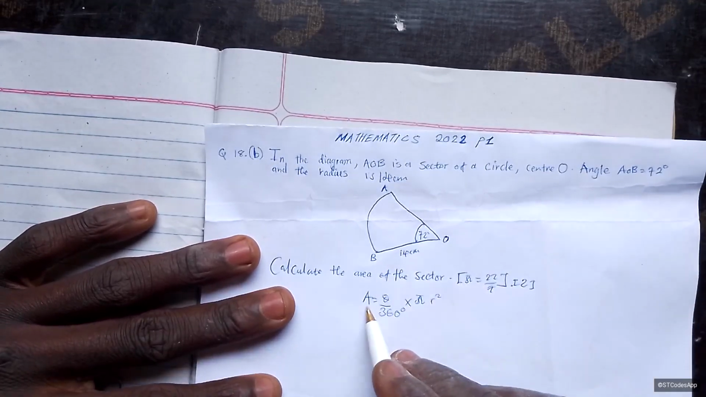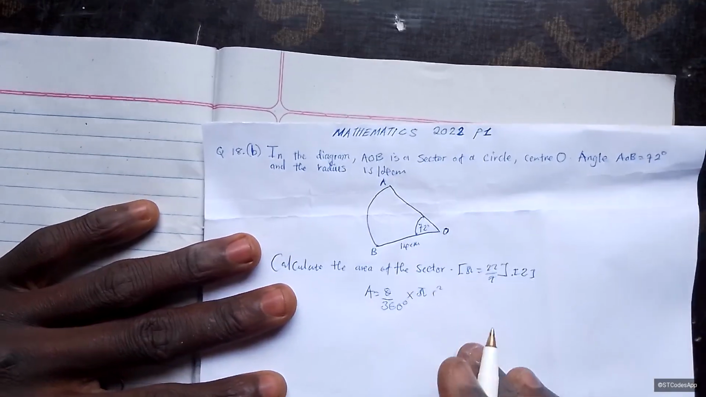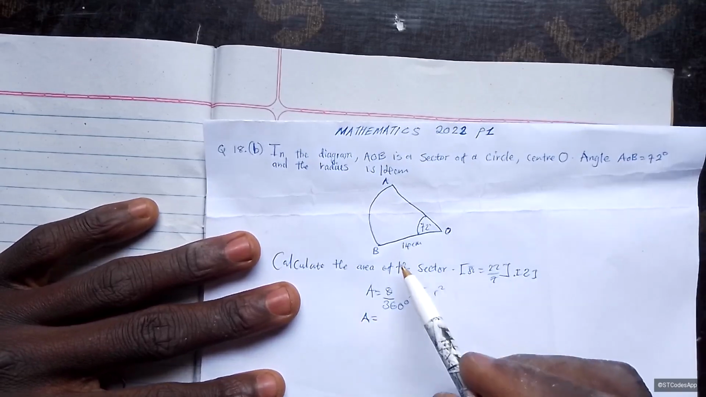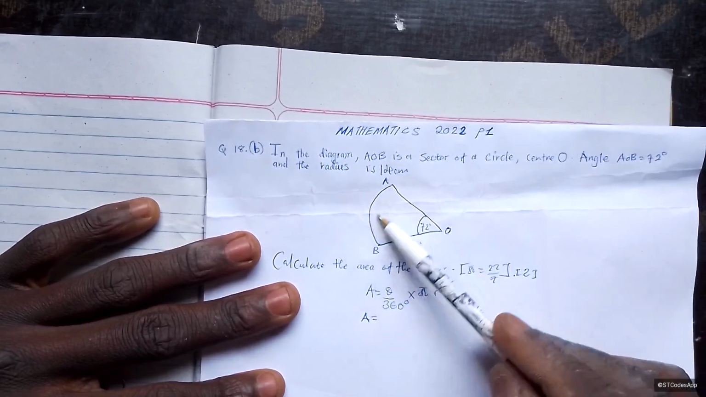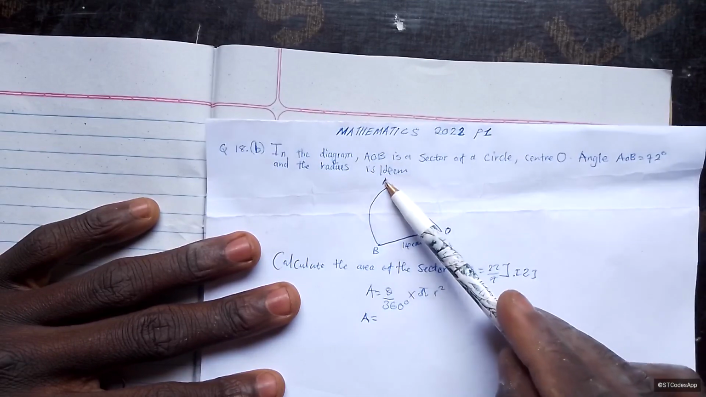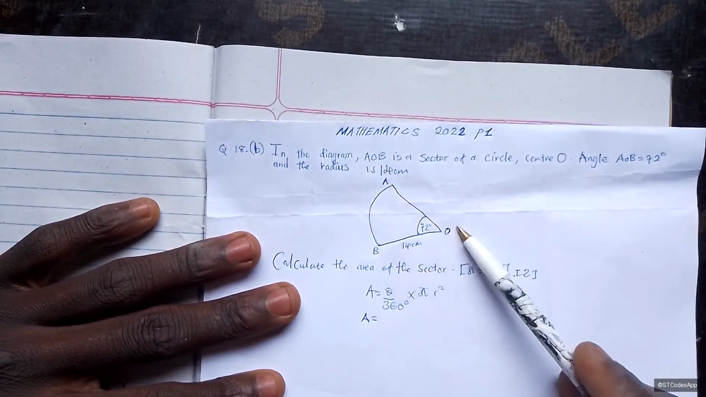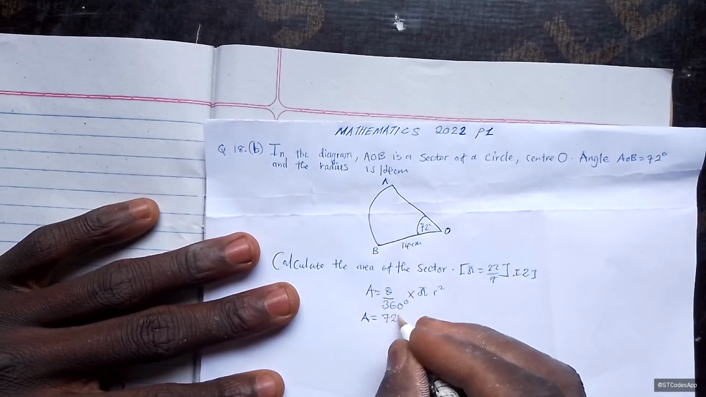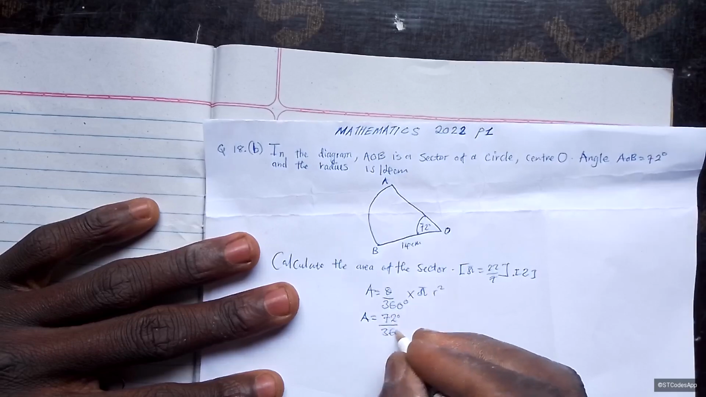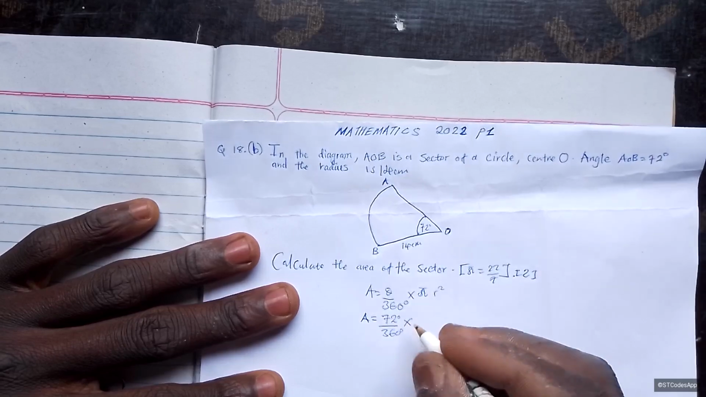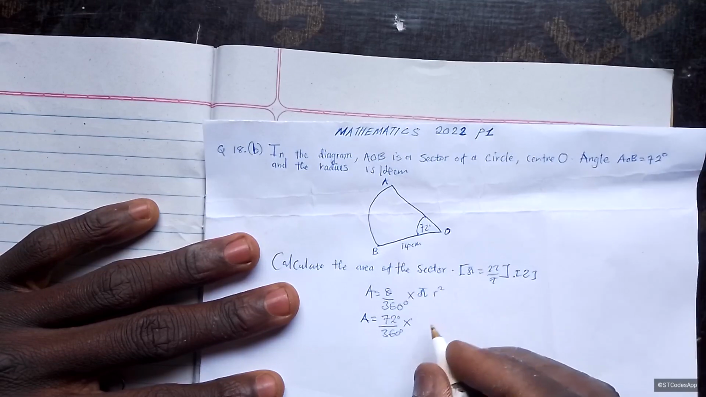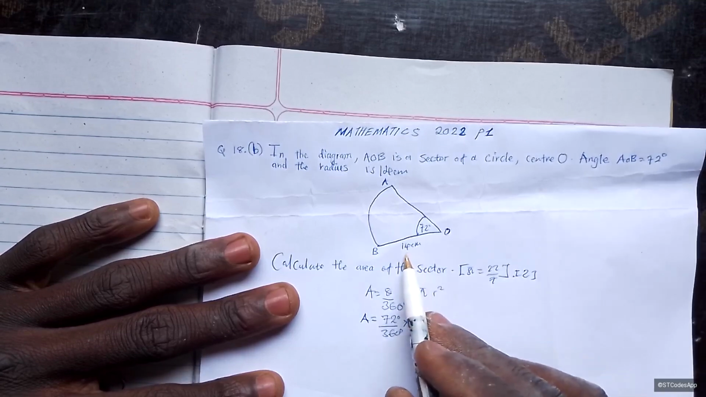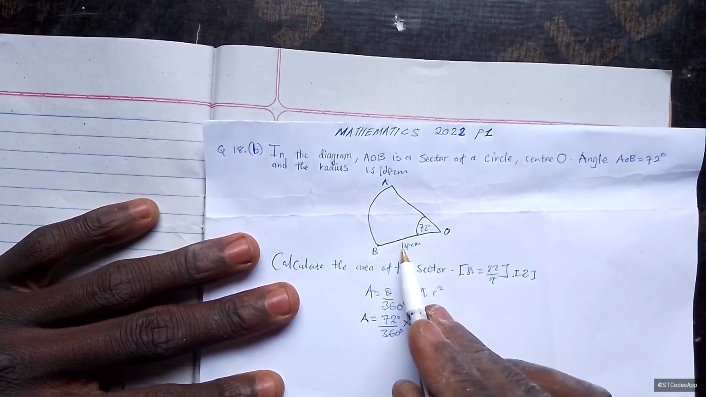Since they are asking us to calculate the area of the sector, I don't have the area yet. Now what about theta? Theta here is the angle formed between A and B, which is angle AOB at point O, which is 72 degrees. So I'm going to say 72 degrees over 360 degrees multiplied by pi, which we have been given as 22/7, multiplied by the radius, which here is 14 centimeters.